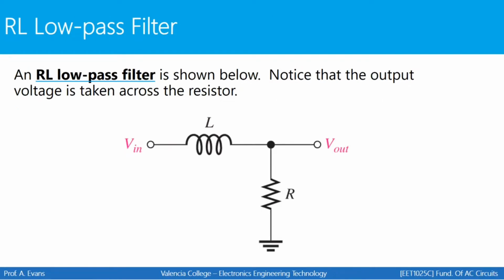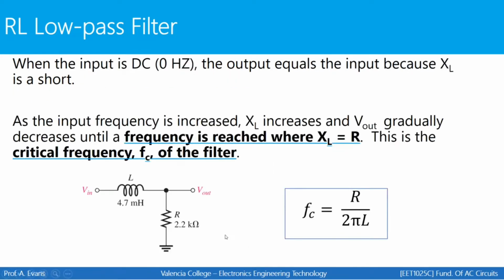You can also create an RL low-pass filter by using an inductor and a resistor. Notice that the resistor is the component you will measure the voltage out from. The critical frequency for an RL low-pass filter is R divided by 2 pi L. So as the input frequency is increased, XL will increase and V out will gradually decrease.